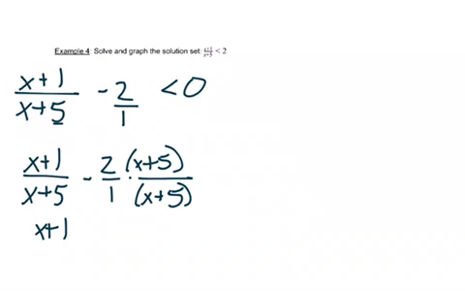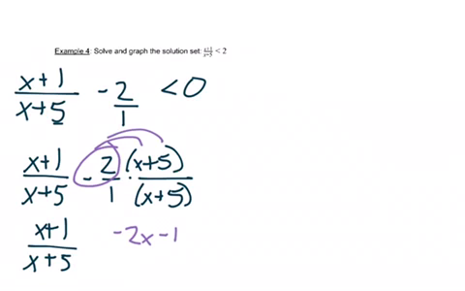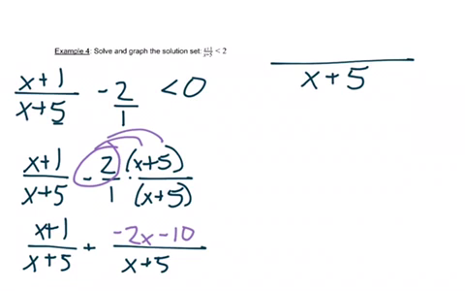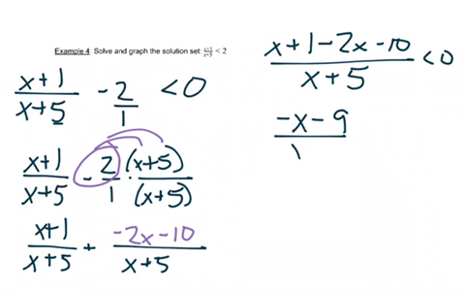So I'm going to copy this x plus 1 and the x plus 5. I'm going to use that negative to distribute in here with the 2. So I'd have minus 2x minus 10. And I'm still keeping the x plus 5 on the bottom. So now, because these now have a common denominator, there'd really be a plus sign in between there now, I can put them together as one fraction. So I'd have x plus 1 minus 2x minus 10. And if I combine like terms, I get negative x minus 9 over x plus 5.